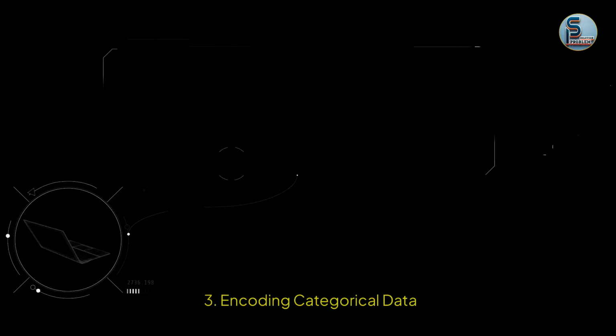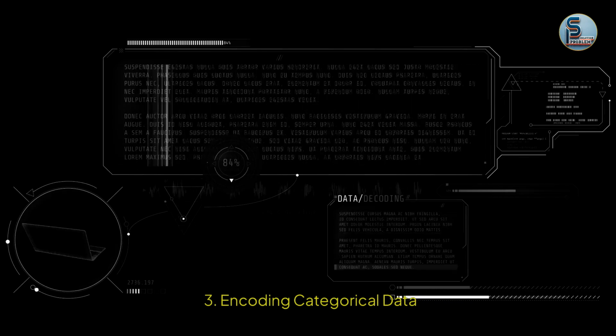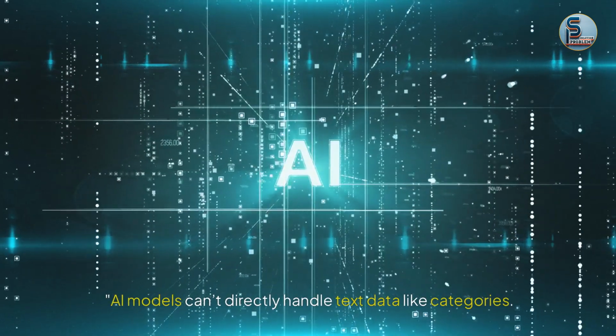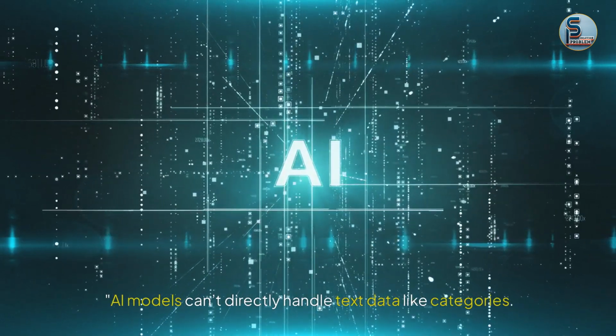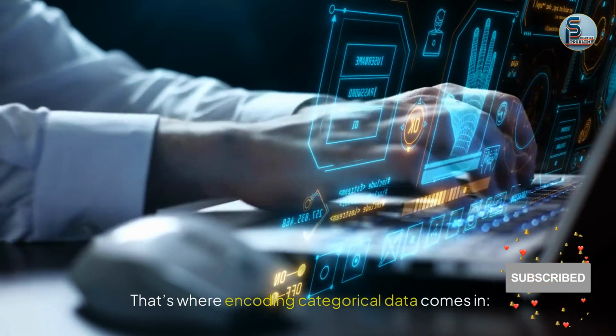3. Encoding categorical data. Show how categorical data like red, blue, green gets transformed into numerical format using label encoding and one-hot encoding. AI models can't directly handle text data like categories. That's where encoding categorical data comes in.